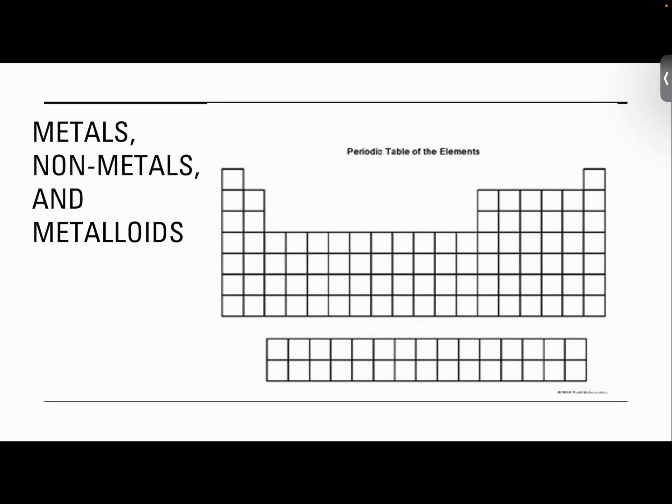Now your metalloids, they're somewhere in the middle. They're called metalloids or semiconductors because they can conduct electricity, but they're not going to conduct electricity as well as the metals.